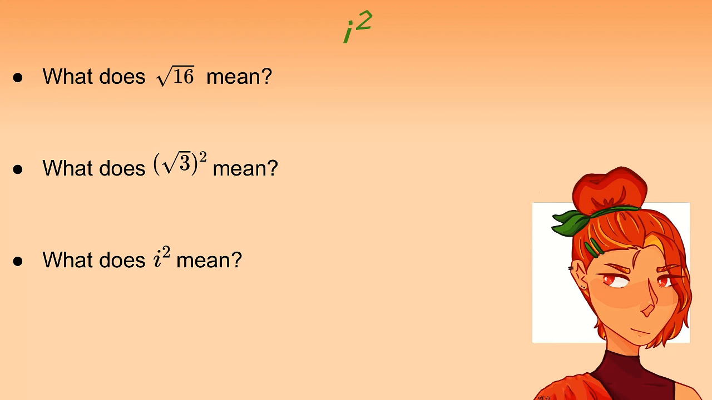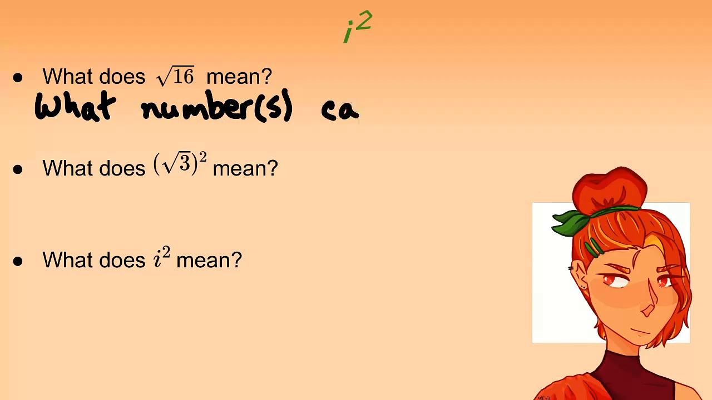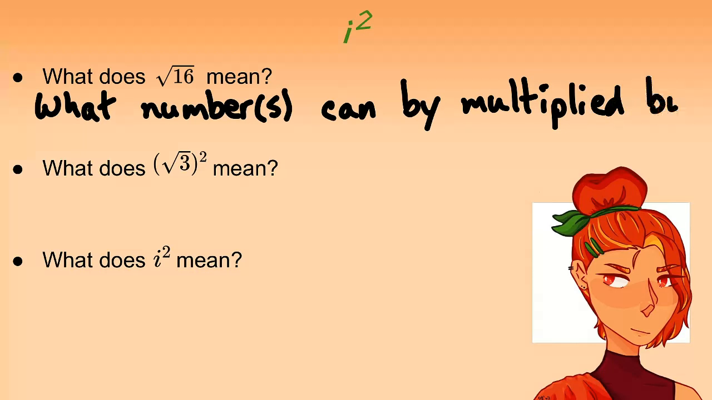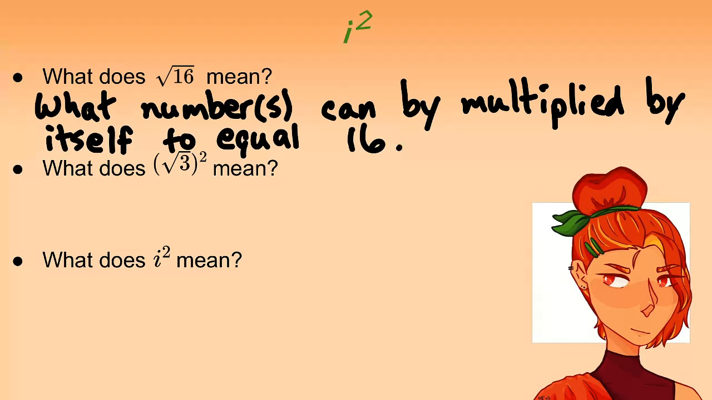Well, it's asking what number or numbers can be multiplied by itself to equal 16. And then the answer here is positive and negative 4. So the square root of 16 is positive and negative 4 because positive 4 times positive 4 is 16 and negative 4 times negative 4 is 16.